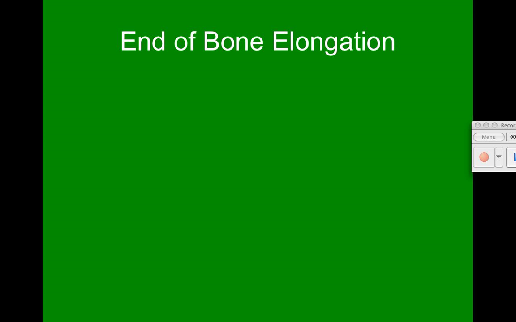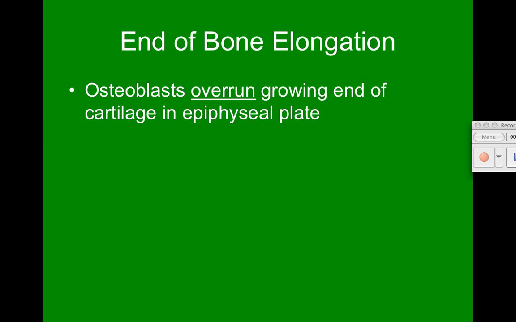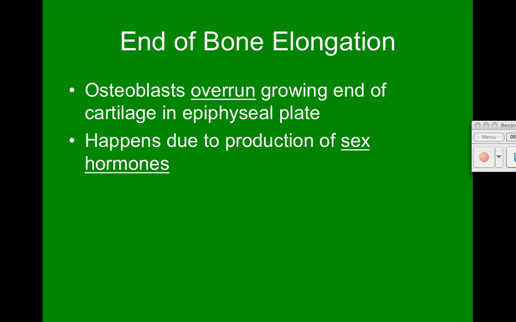Now, eventually, bones can't grow longer forever. So what happens is that epiphyseal plate moves outward. Eventually, the osteoblasts overrun the growing end of the cartilage in the epiphyseal plate. And this happens due to the production of sex hormones during puberty.